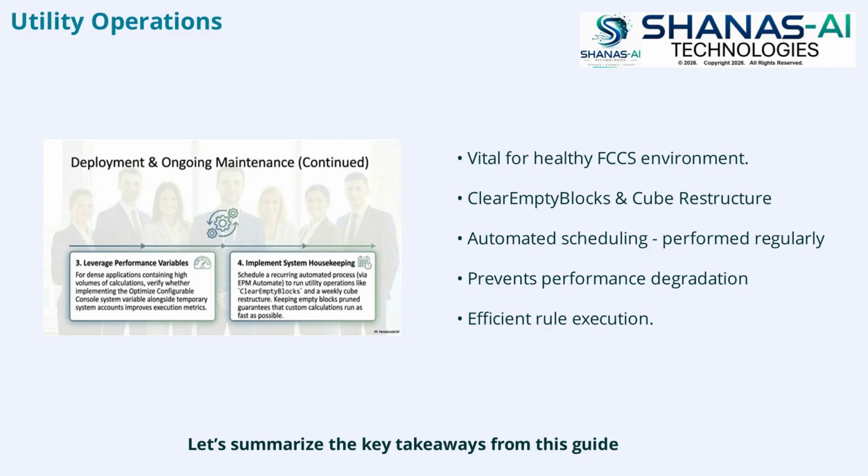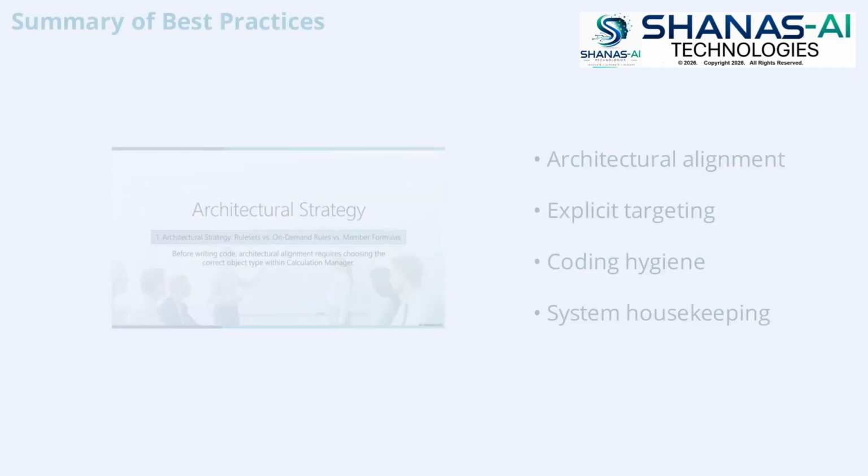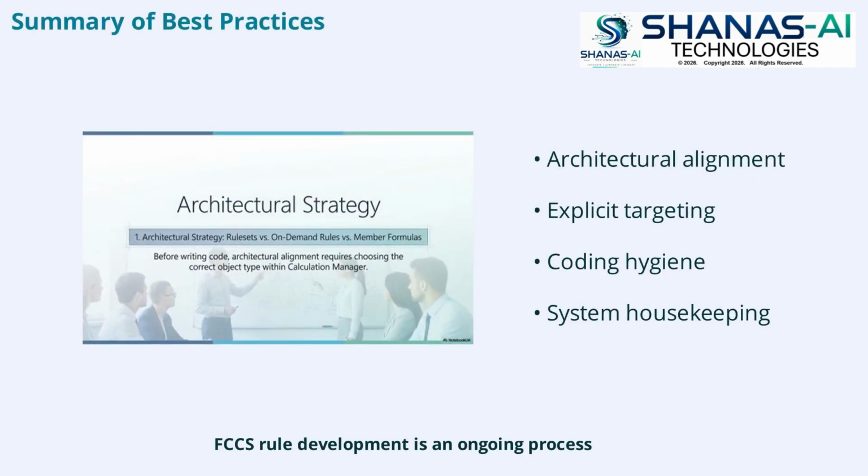Let's summarize the key takeaways from this guide. FCCS rule development is an ongoing process. Regularly review and refine your business rules to adapt to changing requirements and maintain optimal performance. Continuous improvement ensures your financial consolidation and close processes remain robust and efficient, supporting your organization's goals.